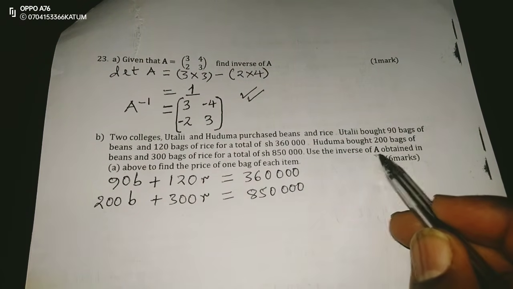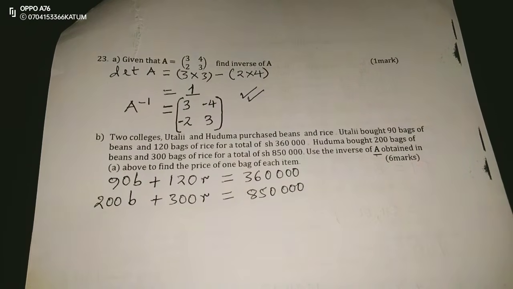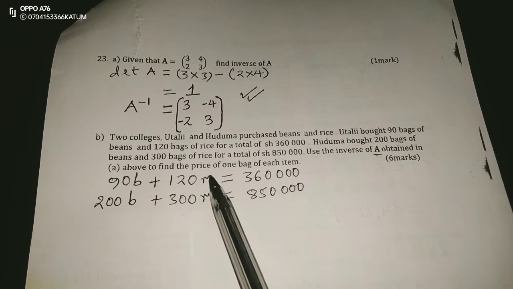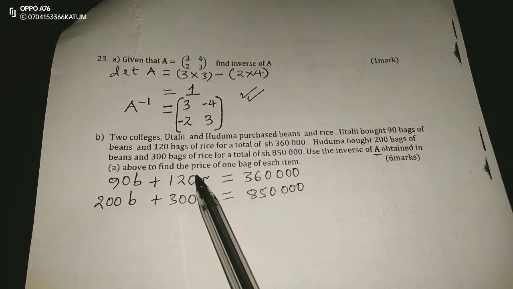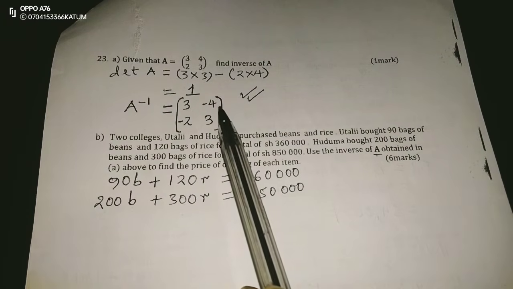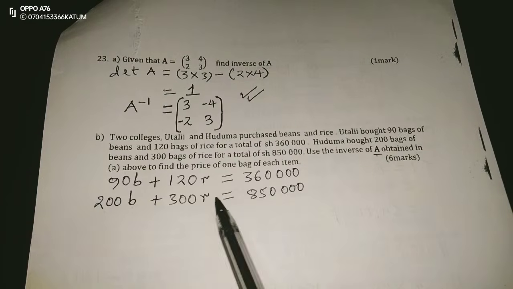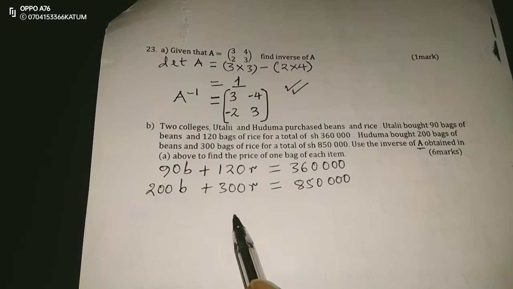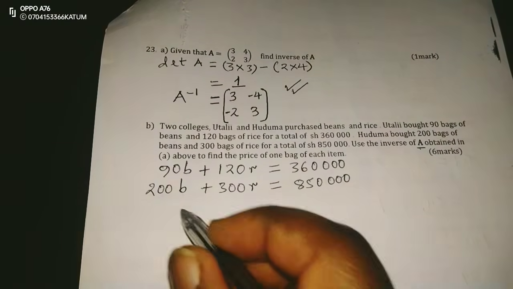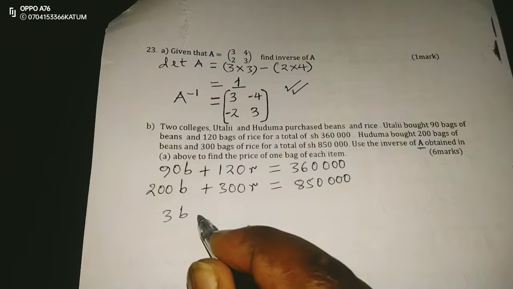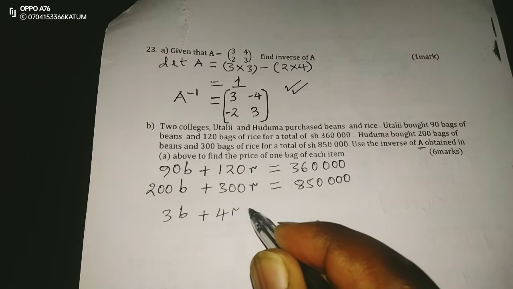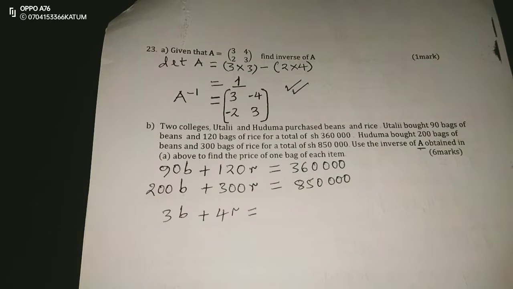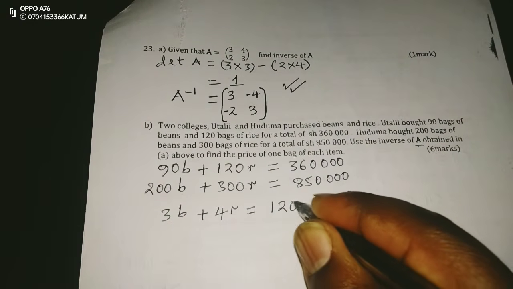But now we are to use the inverse of A obtained. That means when we extract what we call the coefficients matrix from the given equations, we should have the coefficients matrix looking like matrix A given there. That means we have to simplify these equations. Equation 1 can be made to its simplest form, whereby I can divide through by 30 to have 3b plus 4r equals 360,000 out of 30. This gives us 12,000.